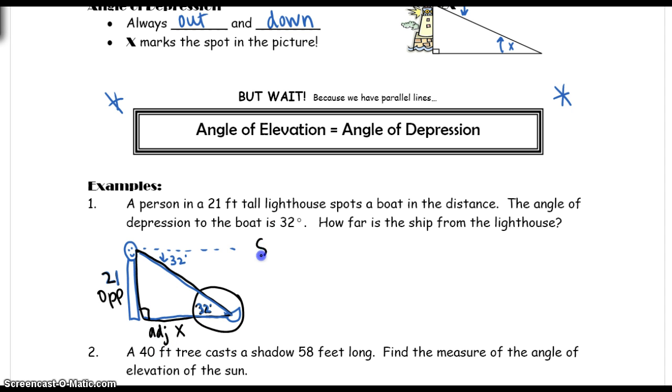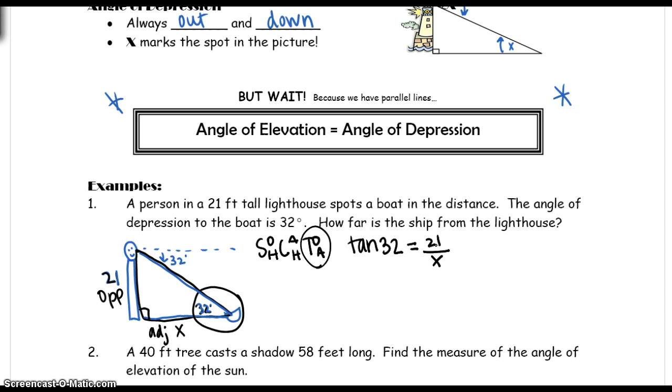So we have to think about SOHCAHTOA. So with SOHCAHTOA, what deals with an opposite and an adjacent? What deals with an O and an A? And that's going to be tangent. So we're going to take the tangent of 32, and that's equal to our opposite, which is 21, divided by our adjacent, which is X. And we're going to solve that.